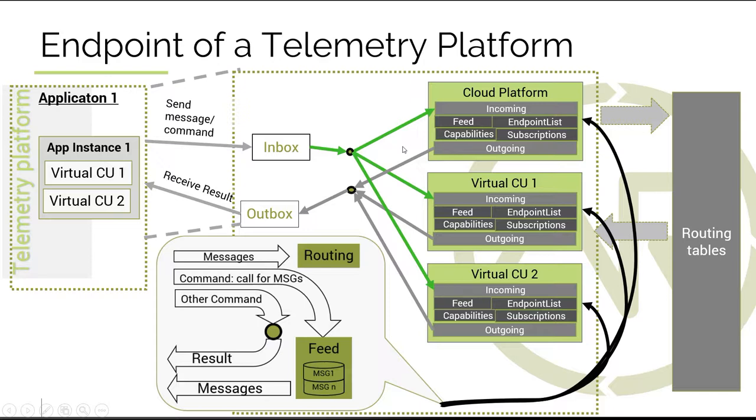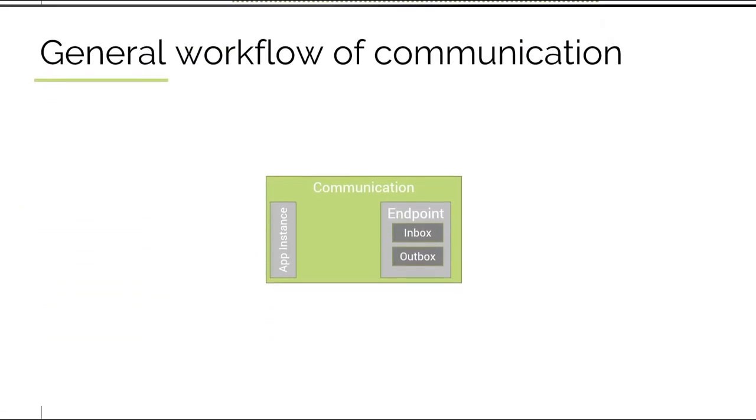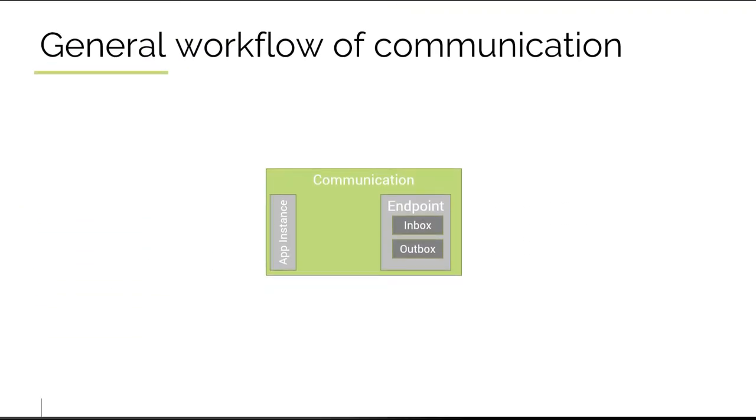The push notification functionality can be activated or deactivated for every single feed. So you have one feed for the virtual CU, one for the app instance, and one for the second app instance. But still, you have one outbox that you can fill with information from multiple members. Now let's take a look at a more general view to the workflow of communication.